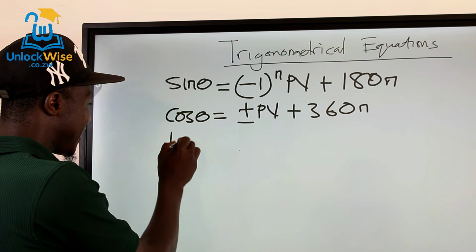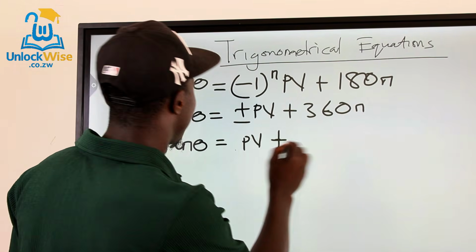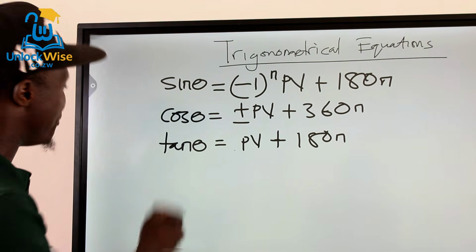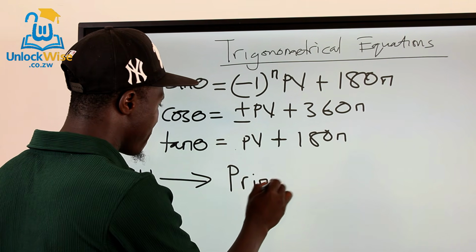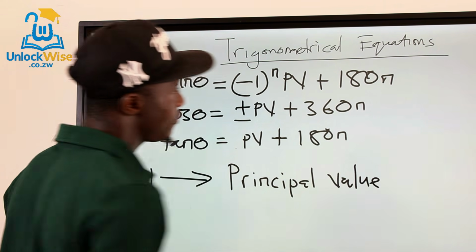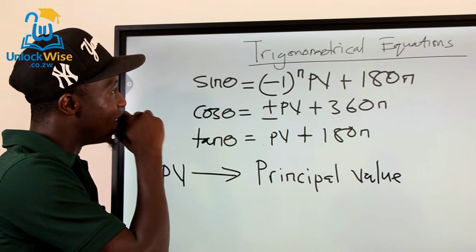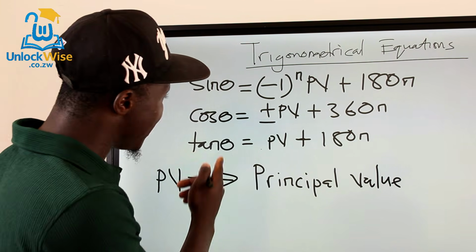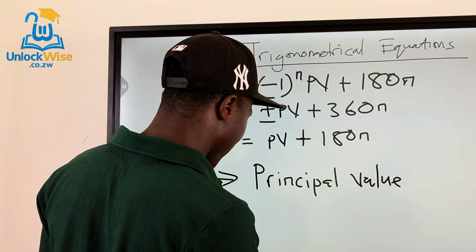And what about tan theta? Tan theta is equal to PV + 180n. In case you ask what the PV is, PV refers to the principal value. So, for you to understand the concept of trigonometrical equations, we have to know these things. These are the things which help you to answer the questions in a correct manner.